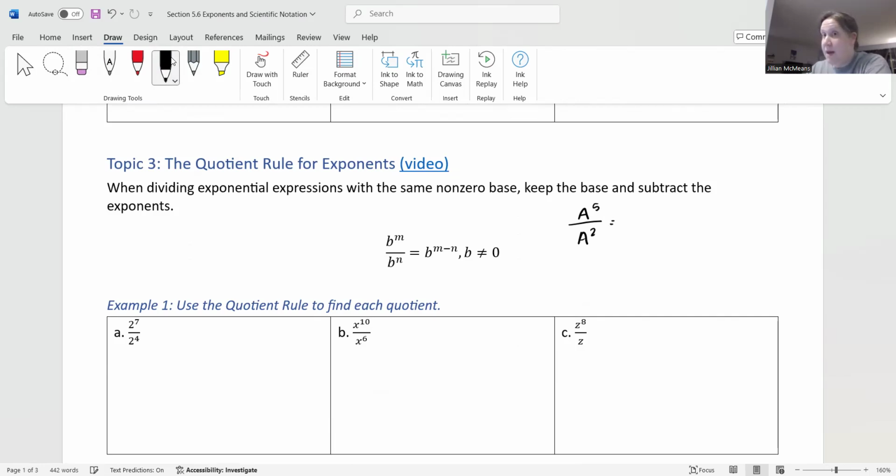This would be the same thing. A to the fifth is like A times itself 5 times. This would be like A times A times A times A times A. And then A to the second would be like A times itself twice.